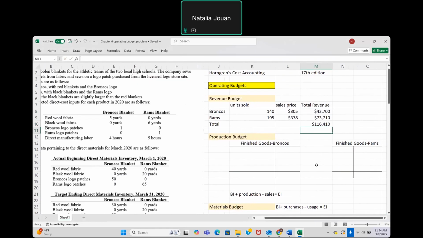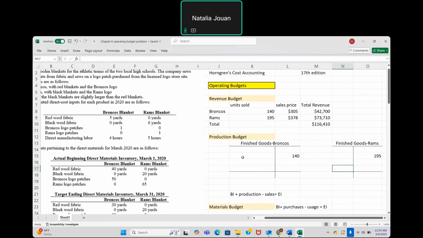So let's start with the Bronco. If we want to sell 140 units, that will be the units coming out of your shelf. Remember, it's an inventory, so it goes out this way, it comes in this way. It's an asset, okay? Increases on the debit side, decreases on the credit side. In this case, we're in units, so I'm not going to put the dollar sign, I'm just going to put the number of units. 140, and we're selling 195 Rams blankets.